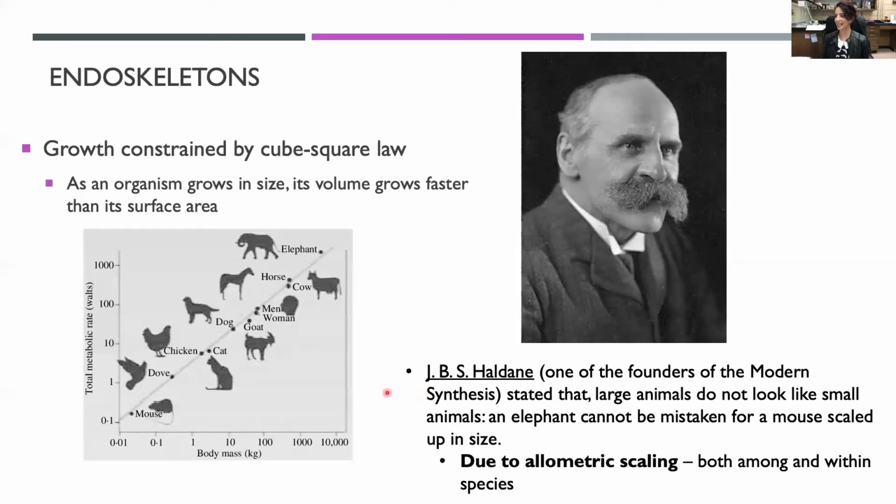He stated that large animals do not look like small animals. So for example, an elephant can't be mistaken for a mouse that's scaled up in size. It simply doesn't work like that because of what we call allometric scaling. And this happens both among species and within the same species.